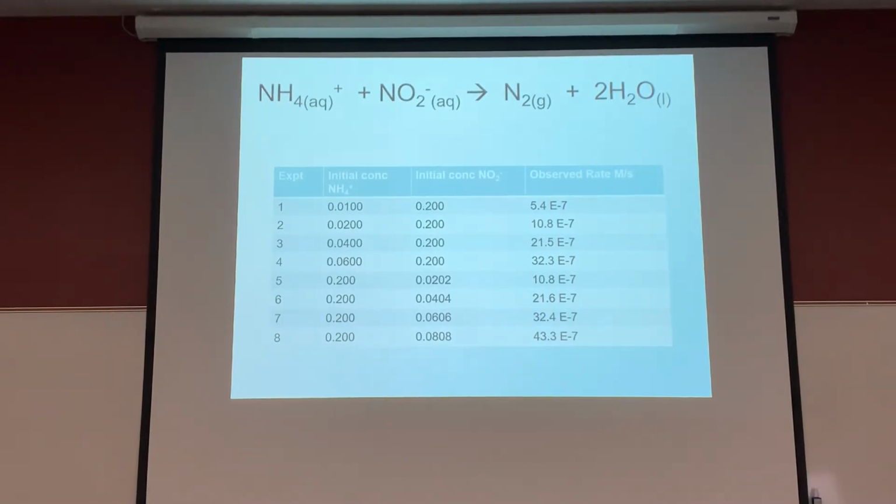Yeah, Angela. So we don't use it for experiments like 7 and 8? You could. You'd end up with whatever 0.0808 divided by 0.0606 is. Was that 3/4 or 1 and a third? You'd just round for that.